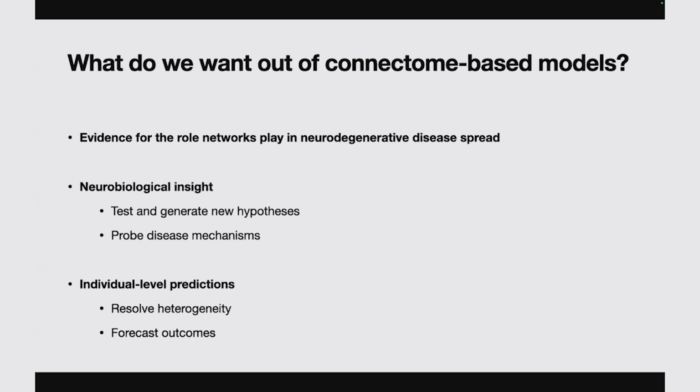It's also important that we try to make these models not just informative, but practical. So can we use them to make predictions about the spread of tau over time at the individual level? Can we do so in a manner that could be useful in clinical trials or other clinical scenarios?